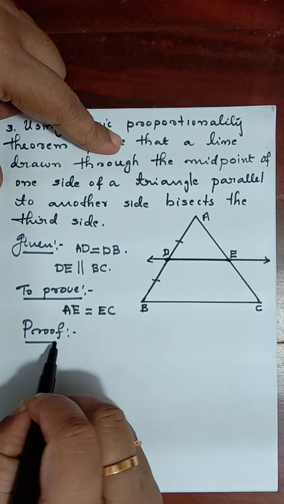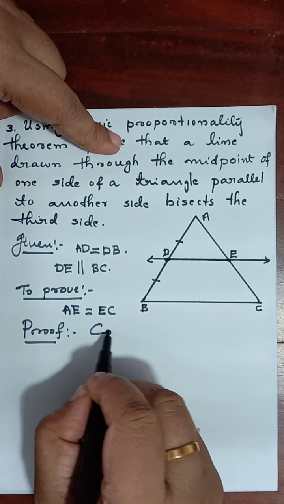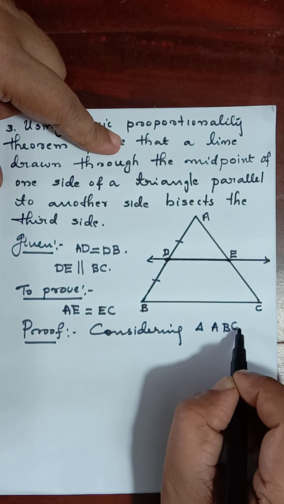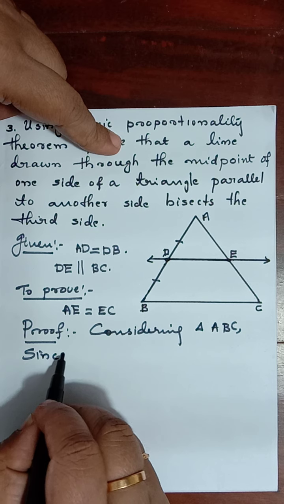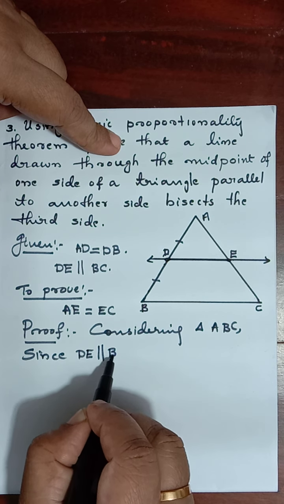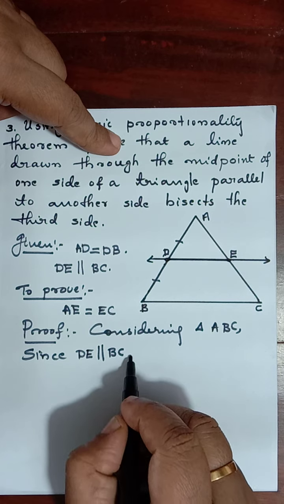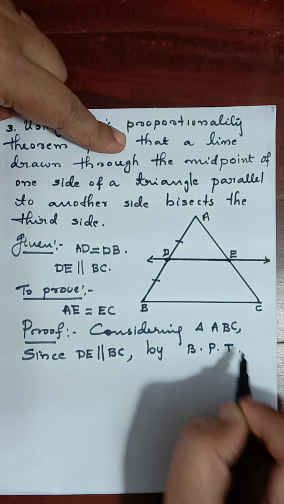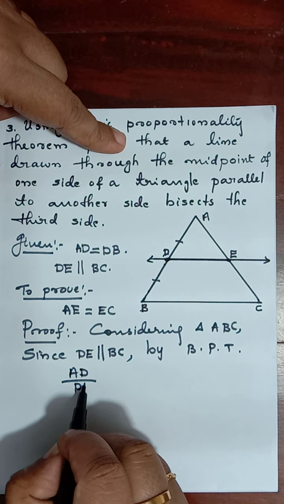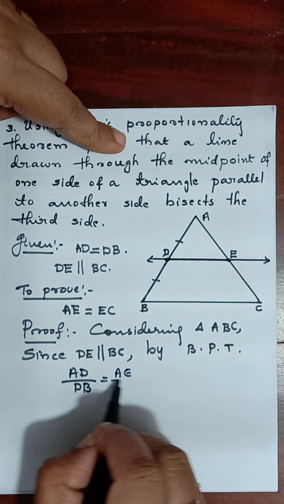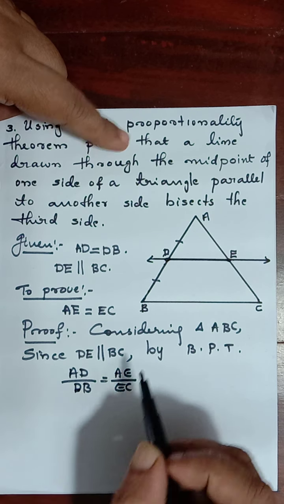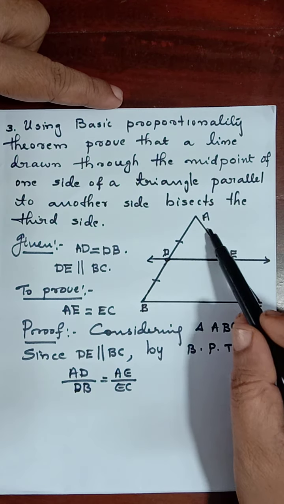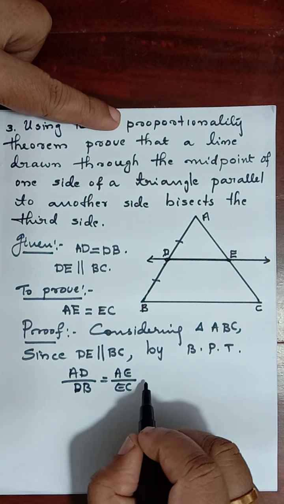We are considering triangle ABC. Since DE parallel to BC, that is actually given to us, by the basic proportionality theorem, AD by DB is equal to AE by EC. That we have already studied. We are using the basic proportionality theorem. So AD by DB is equal to AE by EC. Okay. So this is there.